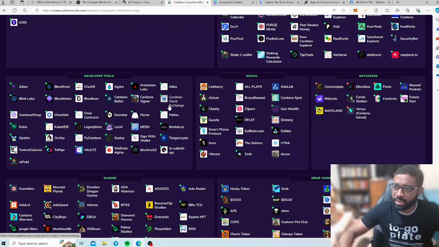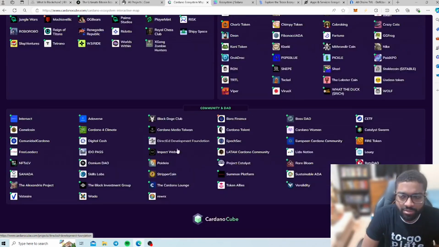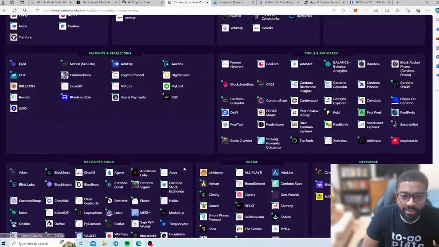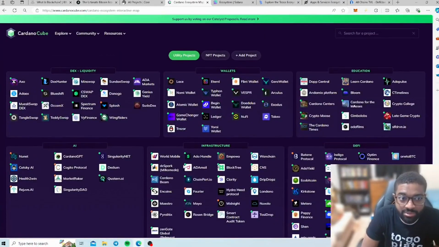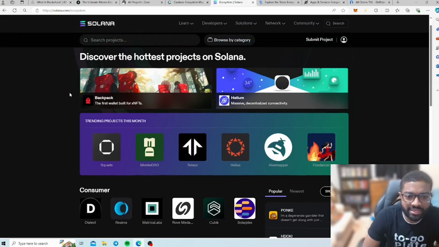And then it's a peer network where everybody is interacting. It's not just one institution or just one layer controlling the entire process. Community, DAO. So there's so many things: gaming, even how this is being built. And this is more of a decentralized blockchain when it comes to Cardano. So let's look into Solana.